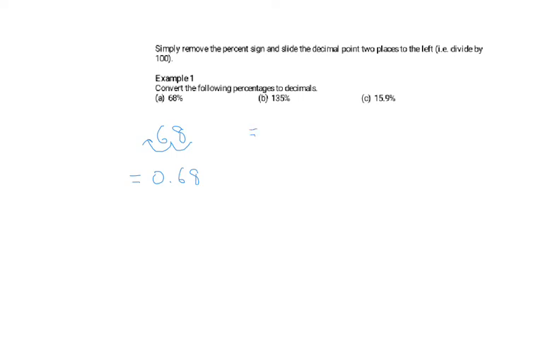135%, again, drop the percent symbol and move the decimal to the left 2 spaces, gives us 1.35. And 15.9%, so there's already a decimal in there. We just take it and move it to the left 2, so we'll end up with 0.159. We don't always remember to put the 0 in front of a decimal, but it's a very good practice because it really highlights where the decimal is. It doesn't get lost off to the left of the number.